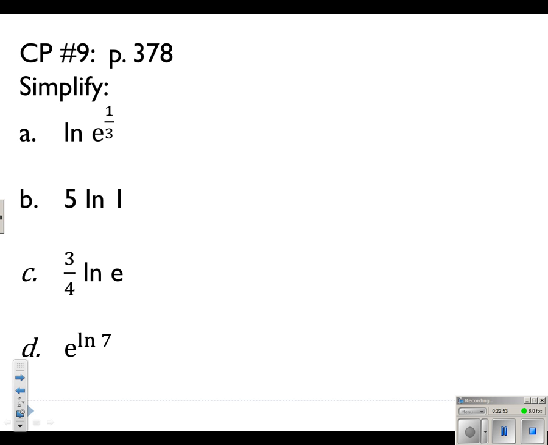All right, so let's play around with a couple of these. Letter A, if we have the natural log of e to the 1/3, based on our properties, we're going to get a value of 1/3. Letter B, we have 5 times the natural log of 1. This is going to equal 1, because the natural log of 1 is 0, and 5 times 0 is going to end up being 0.